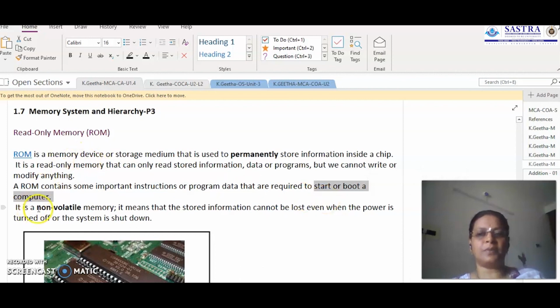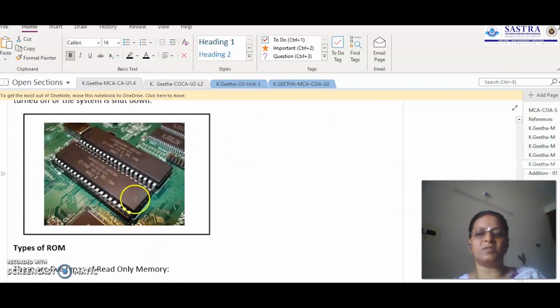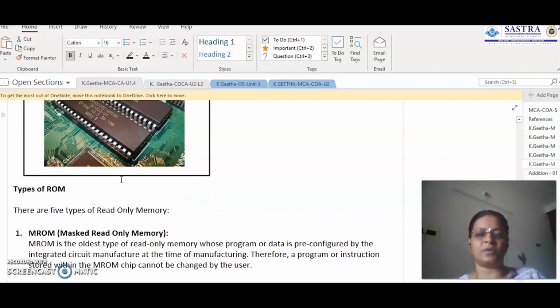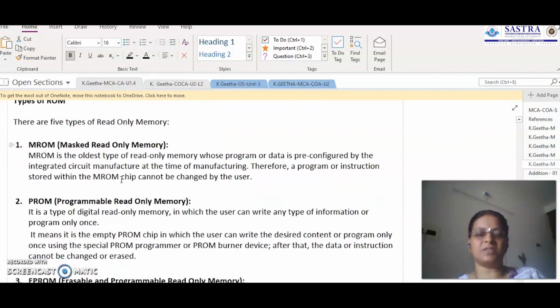It is of course a category of non-volatile memory, meaning that even if the power is not there, the content is not going to be erased. Even if the system is shut down, it will remain as such. Now this is the sample chip, how it will look. This is the ROM chip where all the startup routines are stored inside. We will now see the types of ROM.